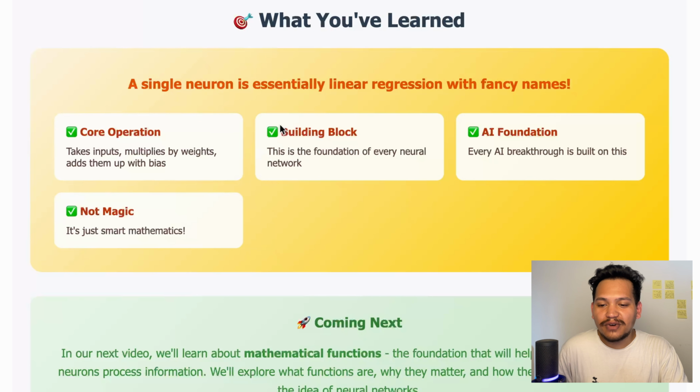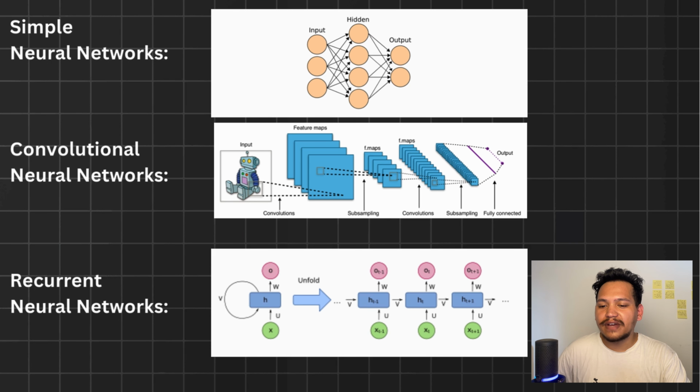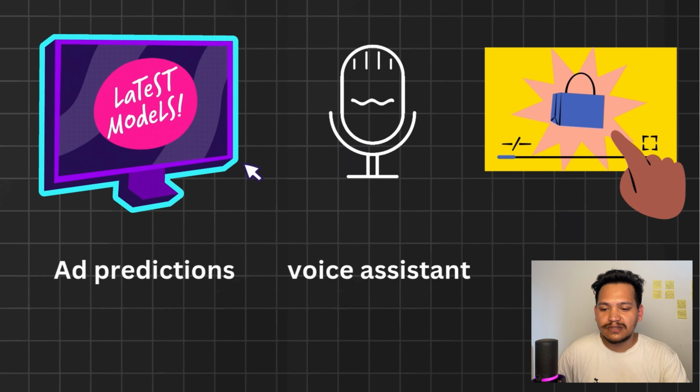So let's recap what we have learned. A single neuron is essentially linear regression with fancy names. It takes inputs, multiplies by weights, adds them up with bias, and gives you a prediction. This might seem simple, but you have just understood the core building block of every neural network. Every breakthrough in AI, from image recognition to language models, is built on this foundation.